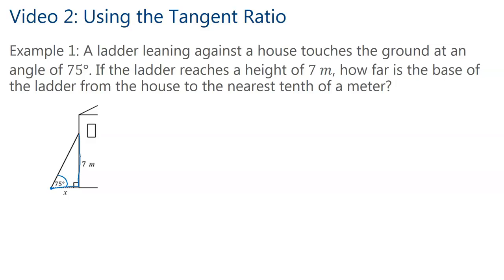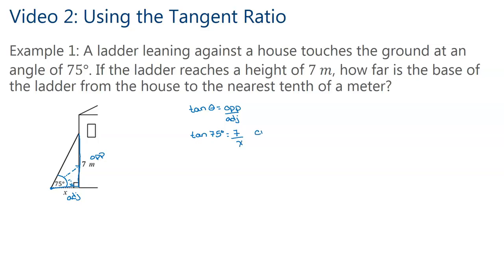So first I notice that 7 is across from the angle, which means that this is the opposite side, and x is next to the angle, which means this is the adjacent side. So now setting up my tangent ratio, I'll say tan of theta equals opposite over adjacent. Here we're not looking for the angle, we're given it, so I'll fill that in for theta. Tan of 75 degrees is equal to the opposite side, which is 7, over adjacent, which is x.